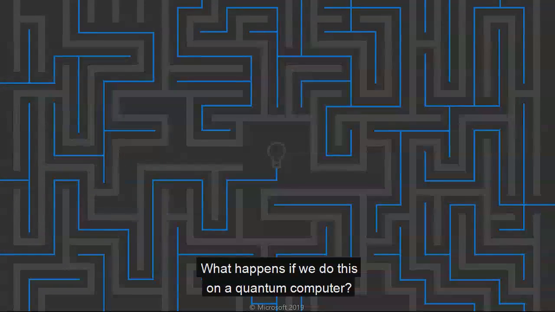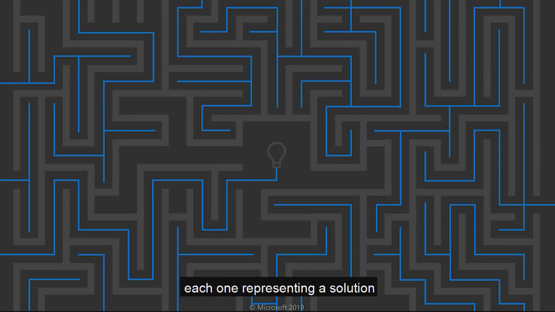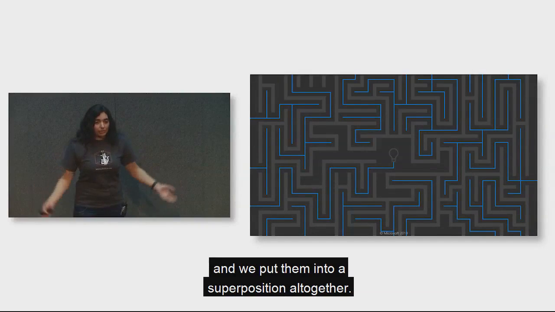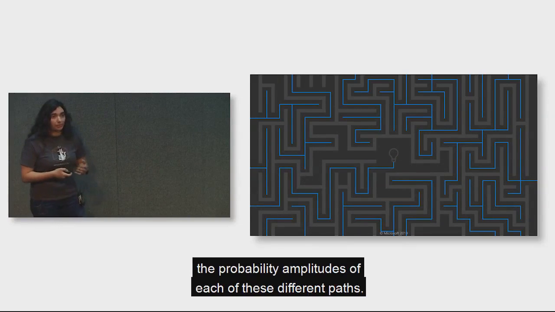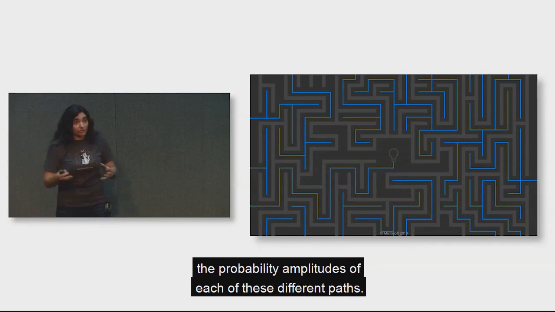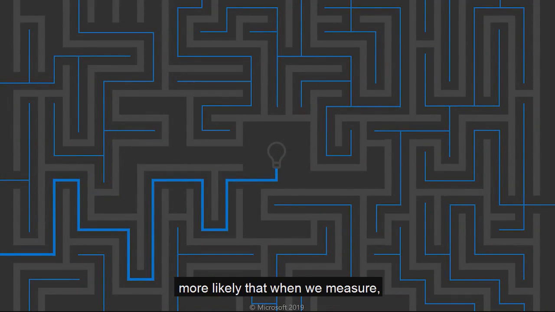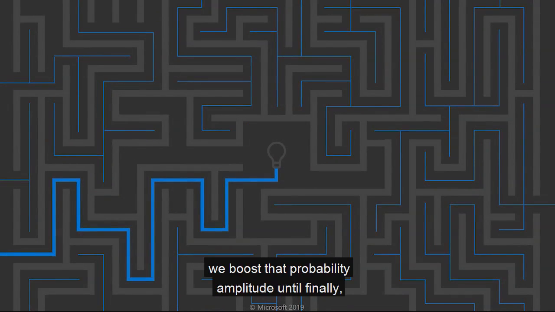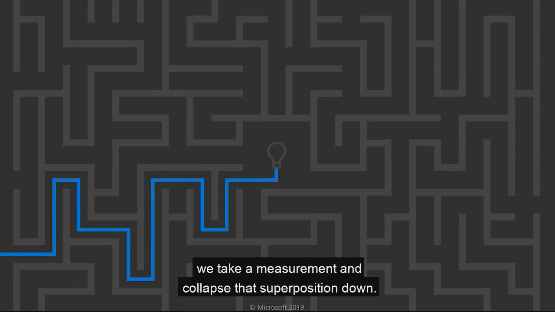What happens if we do this on a quantum computer? In this instance, what we do is we take all of the possible routes that we could take, these kind of items in our database, each one representing a solution, and we put them into a superposition altogether. We can then manipulate, whilst in the superposition, the probability amplitudes of each of these different paths. So we manipulate them, we make it more likely that when we measure, we'll see the correct one. And again, we boost that probability amplitude until finally we take a measurement and collapse that superposition down.